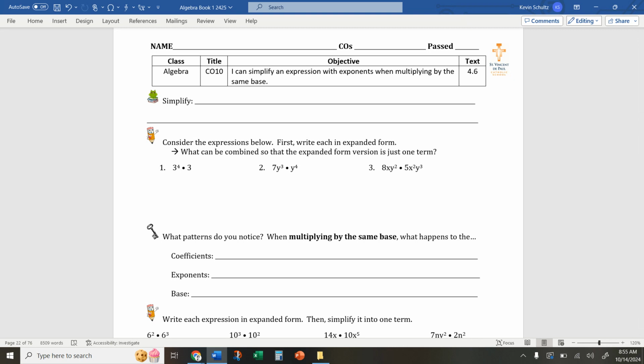Then we're going to start by going back to expanded form, just to help us. And then eventually we're going to be able to use a rule that will make things much more efficient.